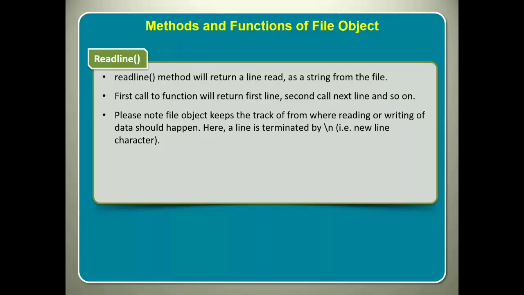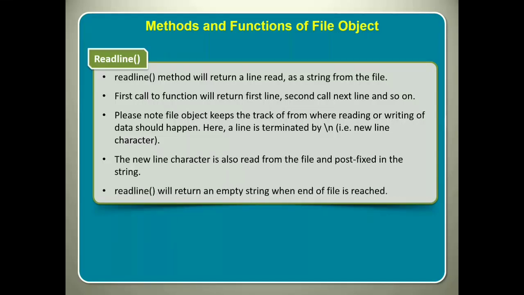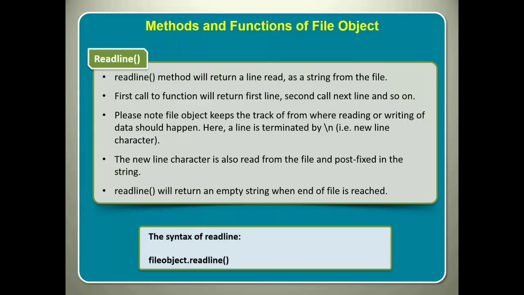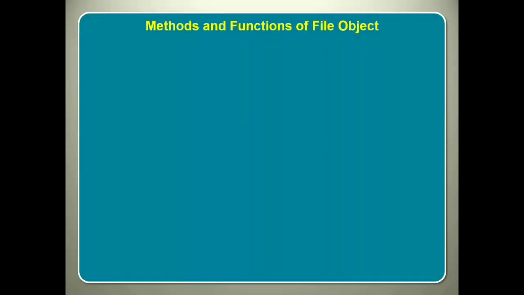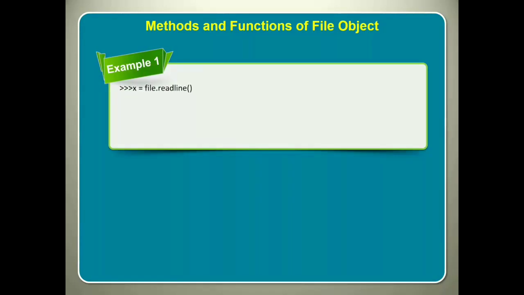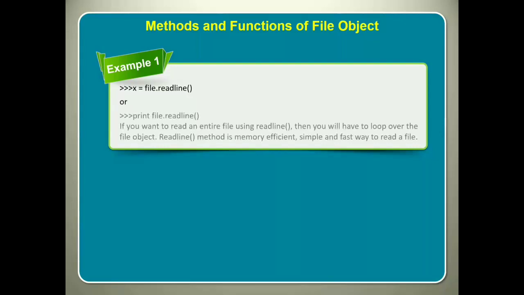Here, a line is terminated by \n, that is, new line character. The new line character is also read from the file and postfixed in the string. Readline will return an empty string when end of file is reached. The syntax of readline is file object dot readline. For example, you can write x equals file dot readline or print file dot readline.